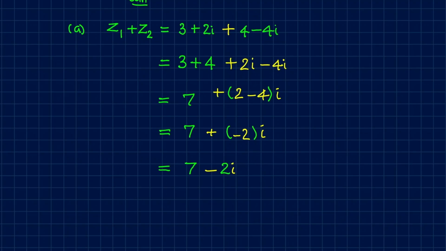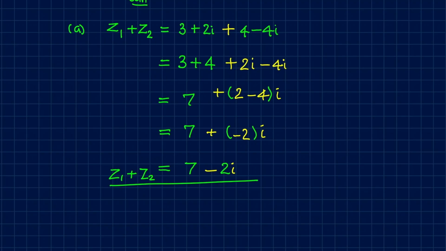Therefore, when we add Z1 and Z2, what we get is the result we have just written here. I've gone a little bit into detail for us to really know exactly how complex numbers are added together. Otherwise, you can just work it in one step and get your final answer.